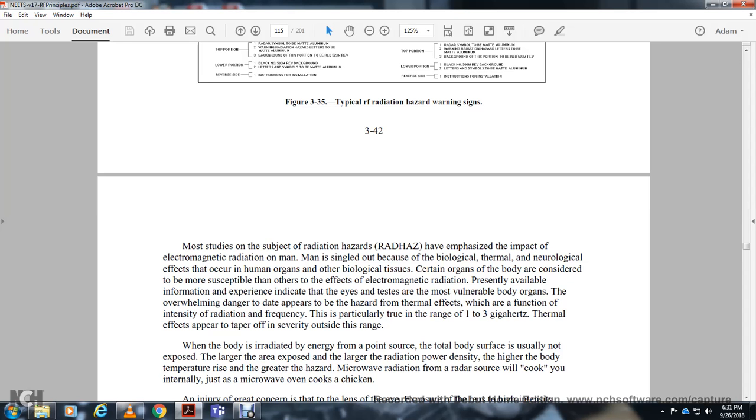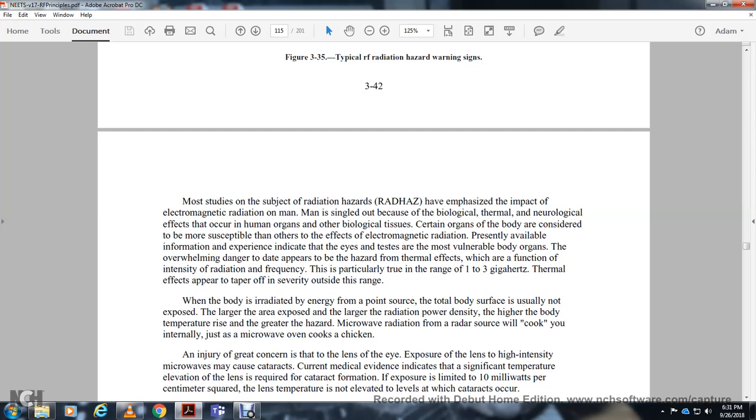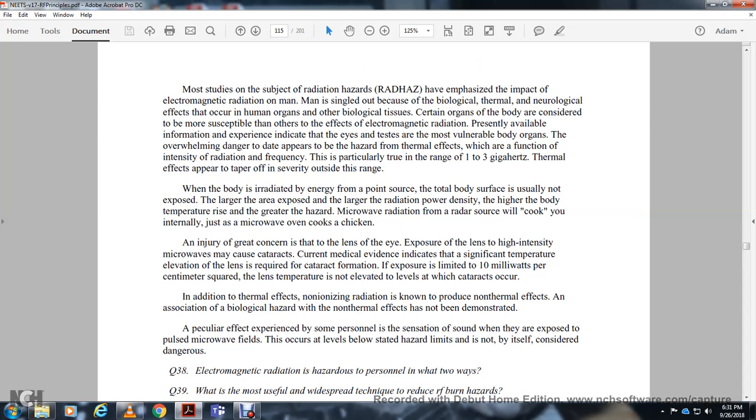The overwhelming danger appears to be the hazard of thermal effects, which function with the intensity of the radiation frequency, particularly in the range of 1 to 3 gigahertz. Thermal effects appear to taper off outside of that range. The larger the exposed body surface, the lower the irradiated energy per point; the higher the radiation power density, the higher the temperature rise and the greater the hazard.